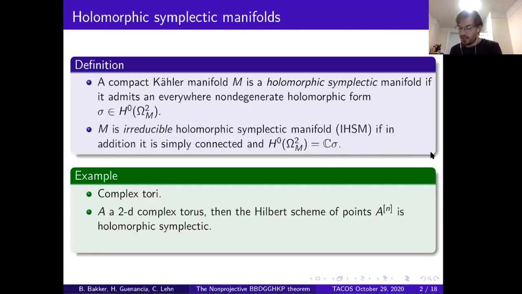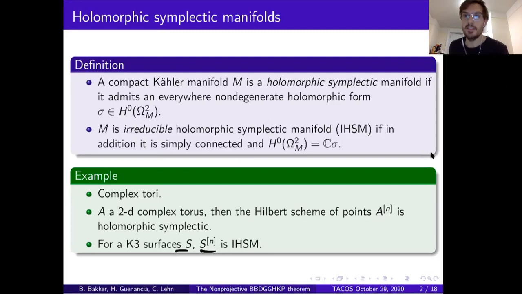Now, we furthermore say that M is irreducible holomorphic symplectic if it's simply connected and it has basically one holomorphic two-form, namely the non-degenerate one. Okay, so obviously the Hilbert scheme of points on a torus will not give us an example of an irreducible holomorphic symplectic manifold because it is not simply connected. But if we take a K3 surface S, then the Hilbert scheme of n points on that is an irreducible holomorphic symplectic manifold.